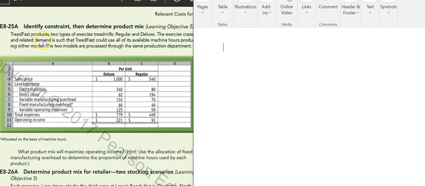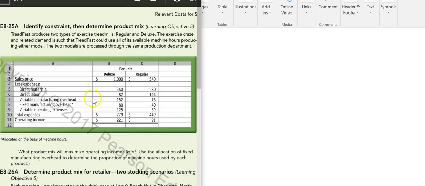TradeFast produces two types of exercise treadmills. One is regular and another is deluxe. This exercise craze and related demand is such that TradeFast could use all of its available machine hours for producing these models. So they actually have two types of models, one is deluxe and another is regular, and they have very huge demand.